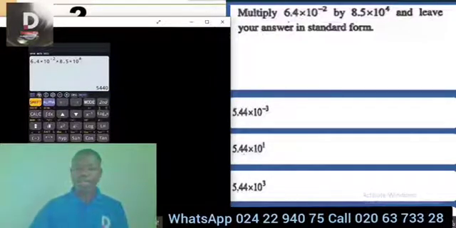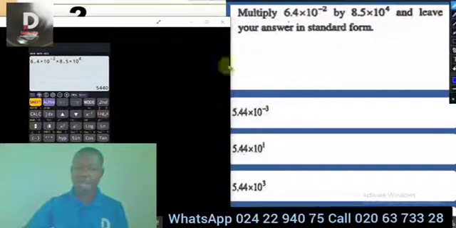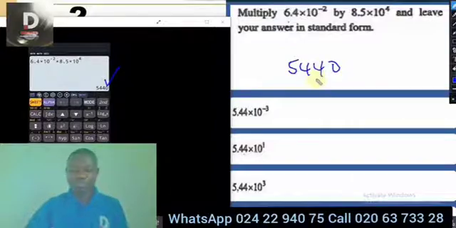You see what I had, right? 5440. You can see it on the calculator here. So we had 5440. Is this in standard form? No. Where's the decimal point? Like you said, the decimal point is here. 1, 2, 3. We place it after the first important number.